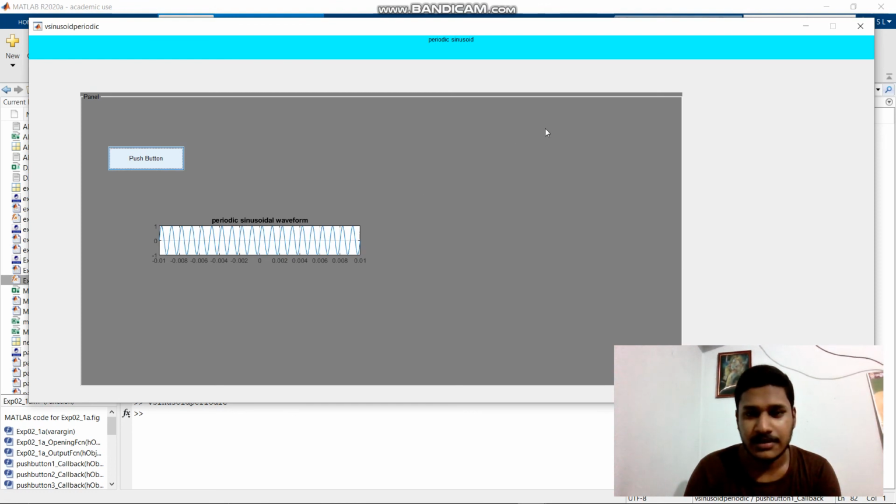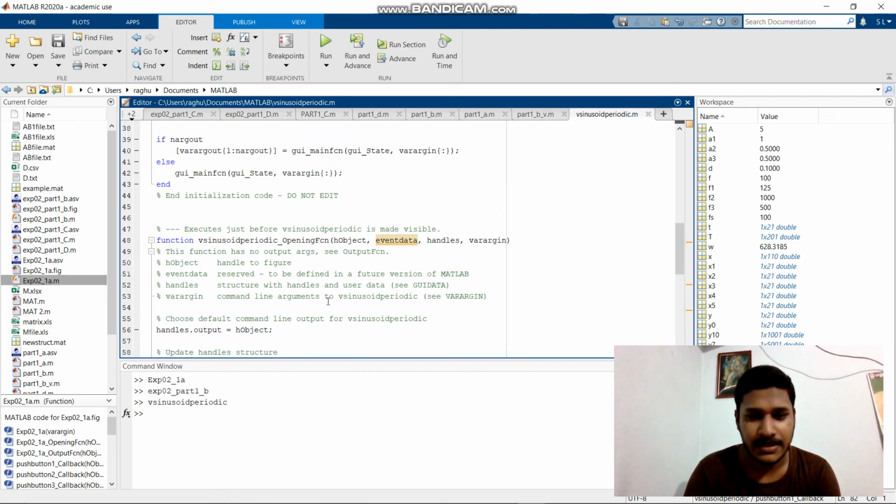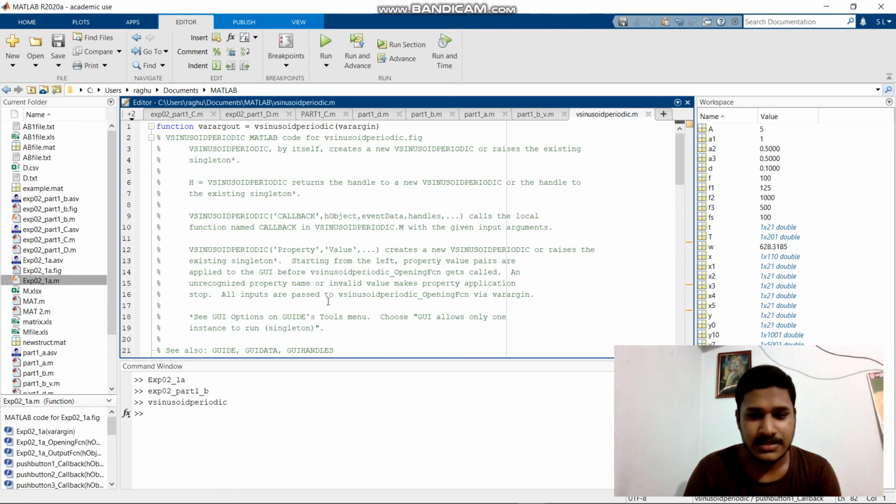In this way, I can create a new blank document by using the guide command at the MATLAB prompt, and I can view the plots which I obtained earlier using just point and click. So this is the way.